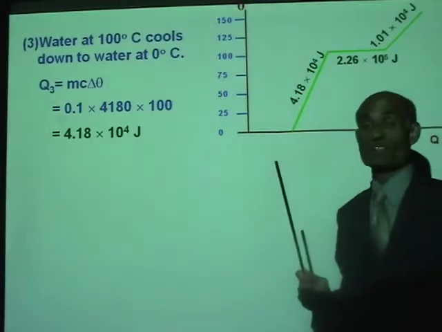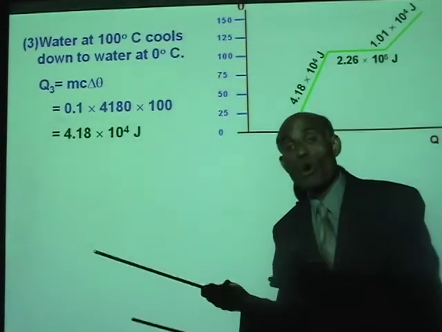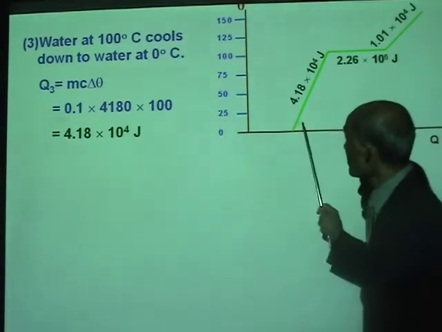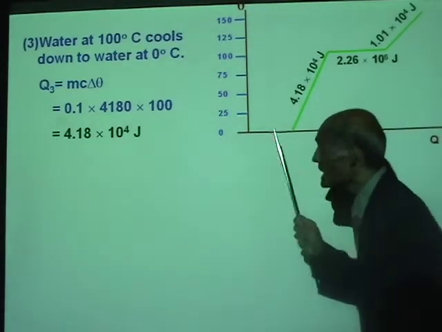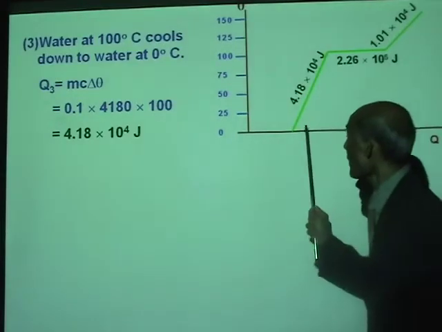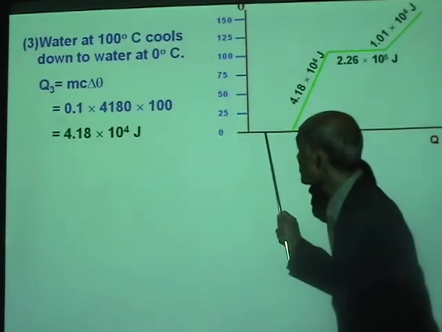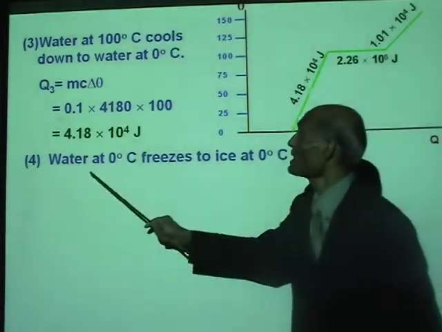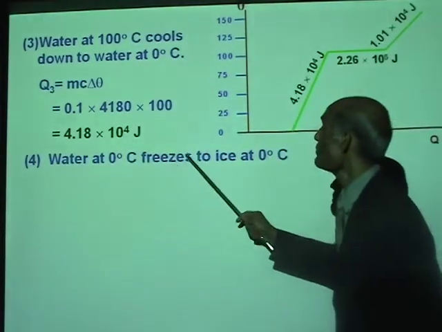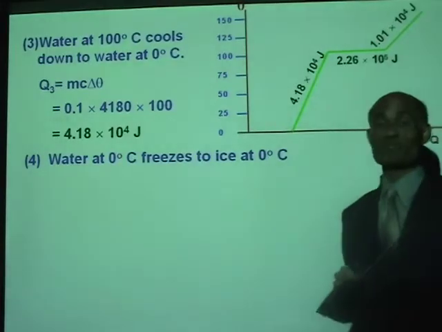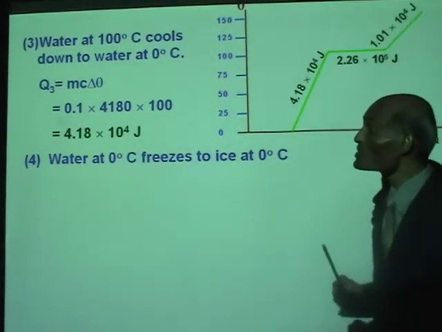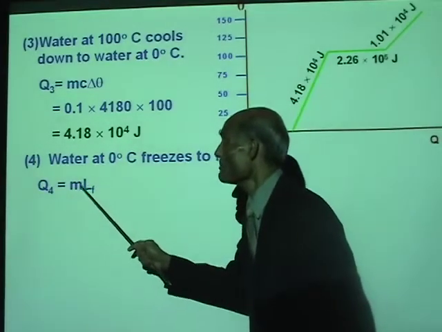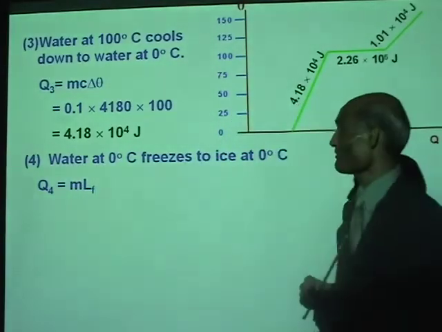What is the next stage? We've got to convert all the steam to ice at 0 degrees Celsius. So we have now reached water at 0 degrees. All that water has now to become ice at the same temperature. So water at 0 degrees freezes to ice at 0 degrees Celsius. The quantity of heat given out will be Q4, which is mass times latent heat of fusion.